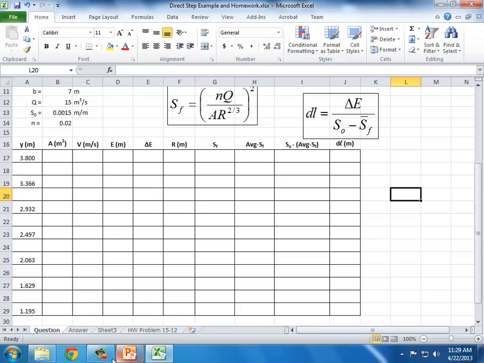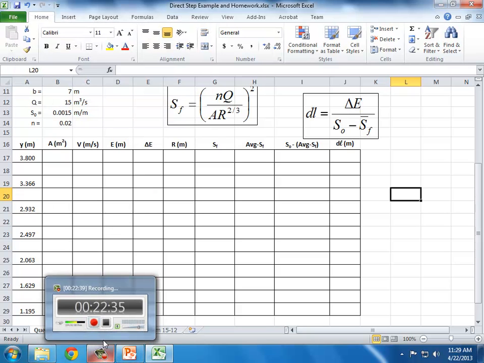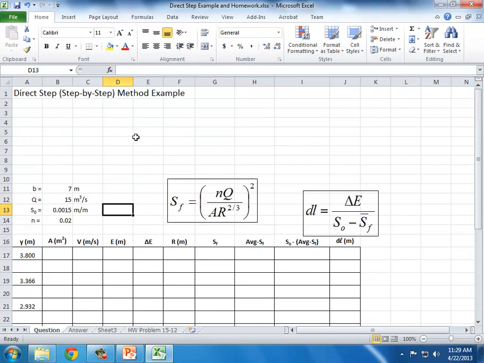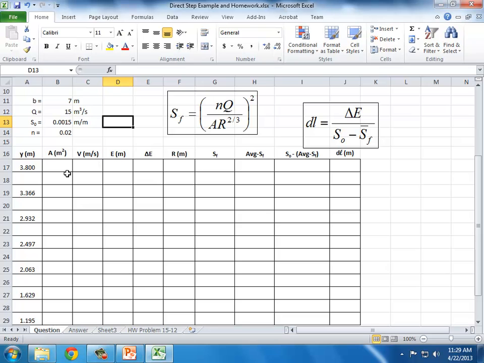All right. We've got some extra space between the depths because some of the columns are going to be calculated for the midpoint between them. For example, the slope of the energy grade line, S sub F, we need to find an average between them. The delta E is going to be between them.